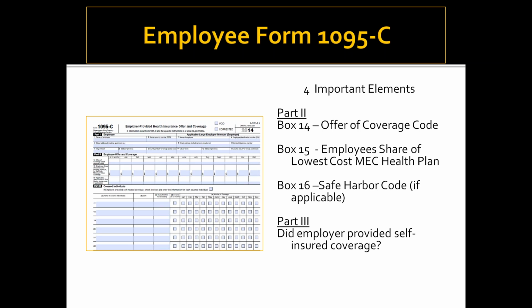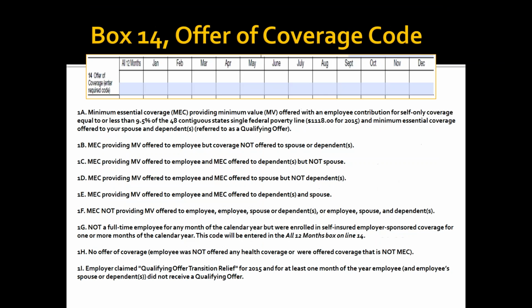This is particularly important for employees that opt out of coverage when they were eligible, and to record information related to why they may not have participated in the plan. And then part 3: did you provide self-insured coverage? And if you did, the additional data that needs to be reported on this form related to dependents and their coverage and so forth. So let's review each one of these boxes so you have a better idea of the information that's needed on these forms.